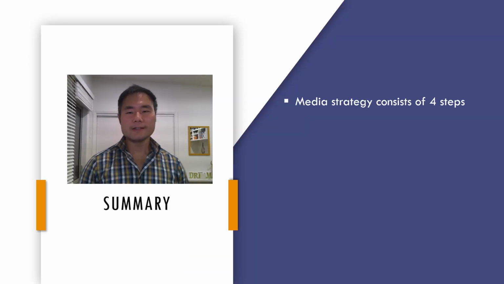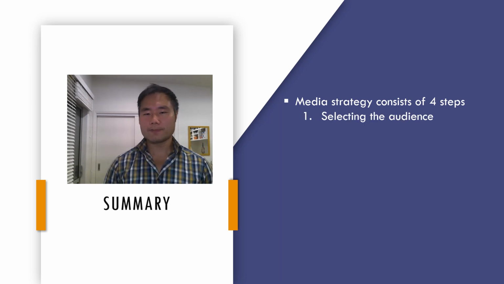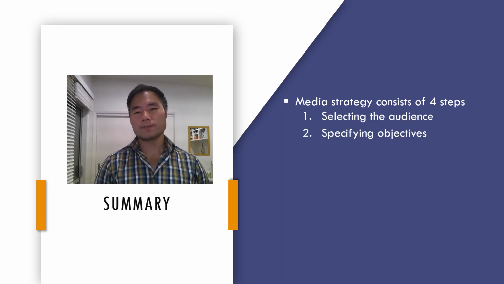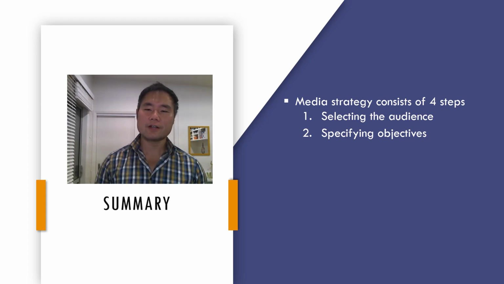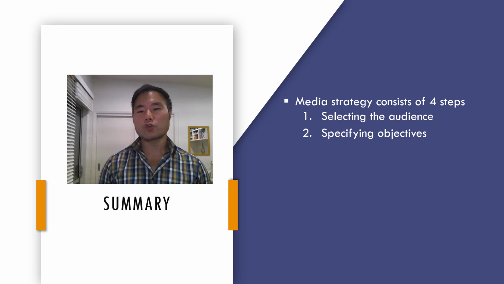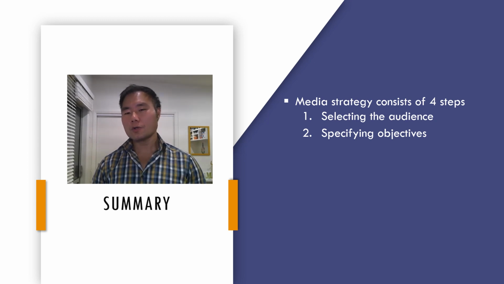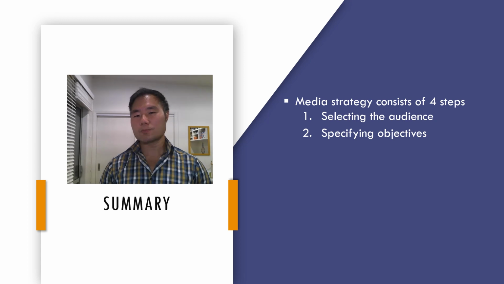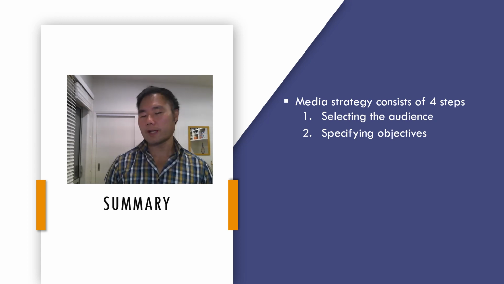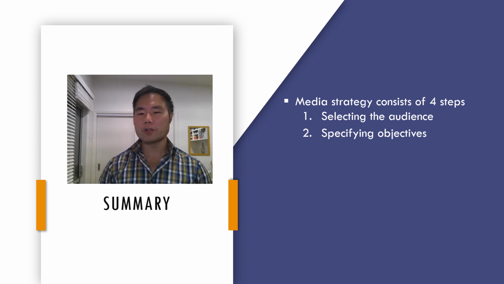So to summarize, media strategy consists of 4 steps. The first is selecting the right audience. Then you need to specify your media objectives, and typically these are done by looking at things like reach, frequency, and weight, but also the continuity in terms of scheduling, and whether you want to spread out your advertising budget or concentrate it at specific times of the year, depending on the window of opportunity of the target market.